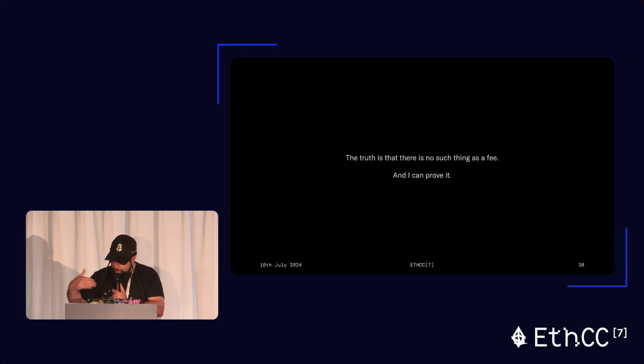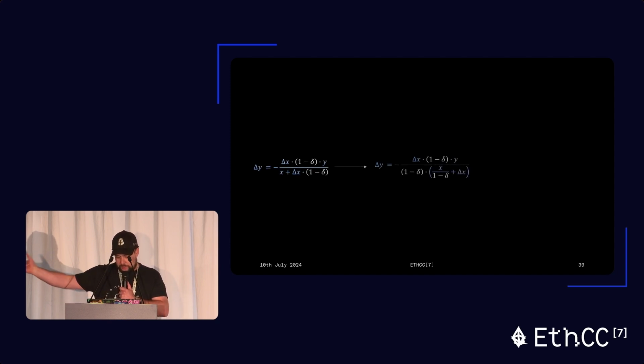And the assumption that users want to trade a certain amount of tokens becomes increasingly invalid. Now, I say here that the truth is that there's no such thing, and I can prove it, because the way that I have handled the math up until now is the same way that it's been presented to you in the DeFi literature. What I mean by that is that we take this delta x term and we multiply it by 1 minus delta, meaning that we pretend there's slightly less of an input.